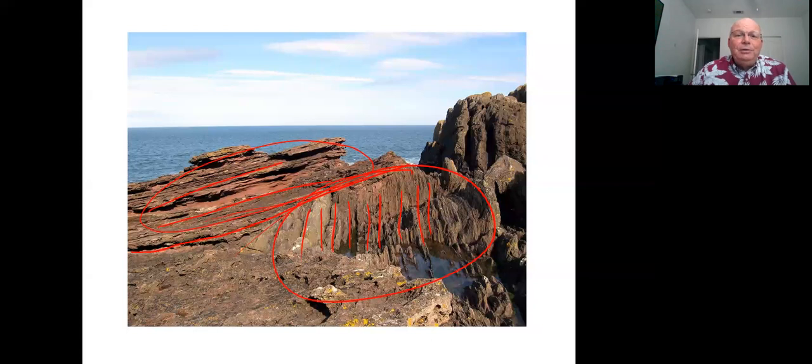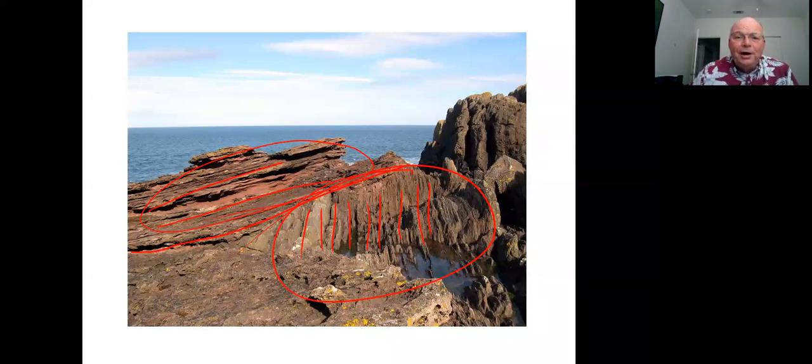What Hutton said was that you didn't need rapid changes over short periods of time, like the flood of Noah, to create large geological change. You could actually get large geological changes using less drastic, less dramatic geological events, so long as they took place over long periods of time and did so more or less at a uniform rate.